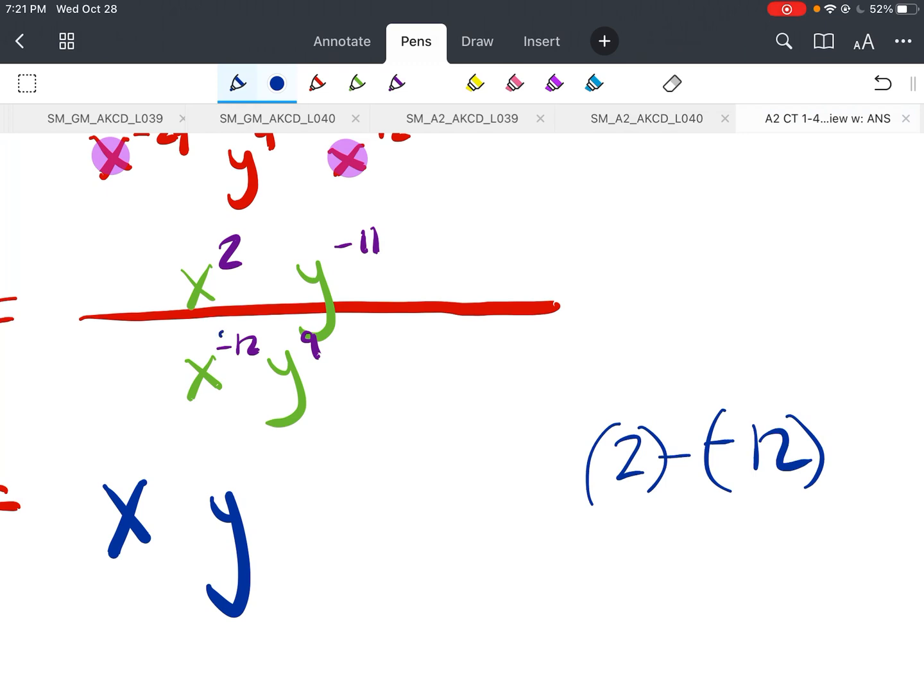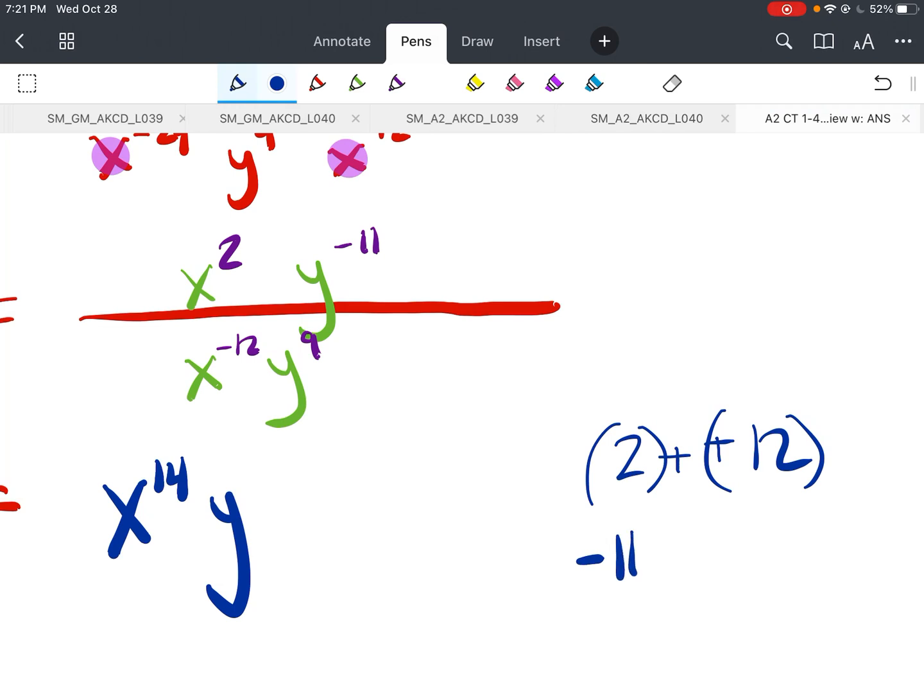Even though it didn't look like it, it was 2 minus negative 12. That's because we're dividing. You're going to subtract, even though it's negative, you'll subtract the negative. And so 2 and negative 12, change it to adding. So this is x to the 14th, which should be right. And y, and then we're going to go to negative 11.